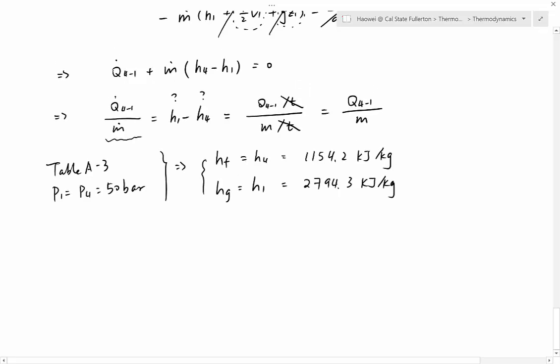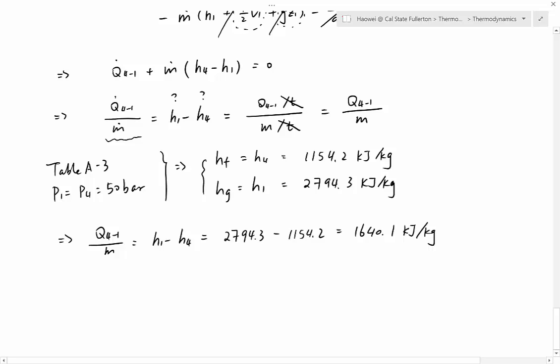So now we can easily plug in those two numbers and look for Q421 per unit mass. We'll do a plug and chug. h1 is 2794.3 minus h4, 1154.2. Solution is 1640.1. Unit is kilojoule per kilogram.